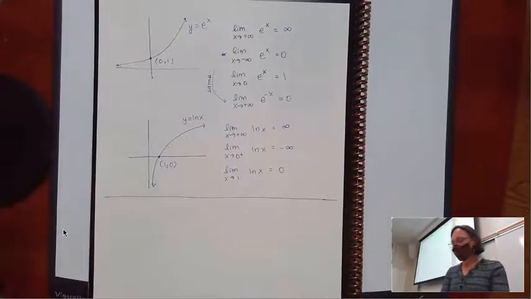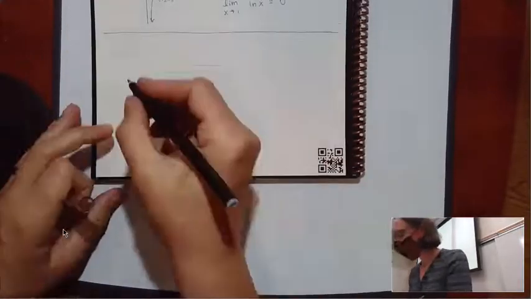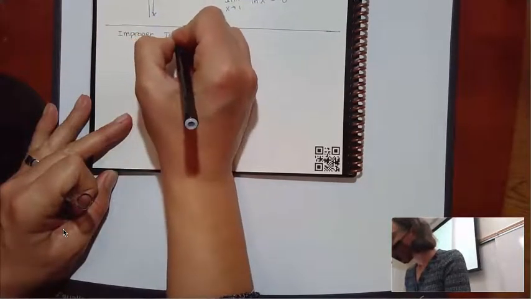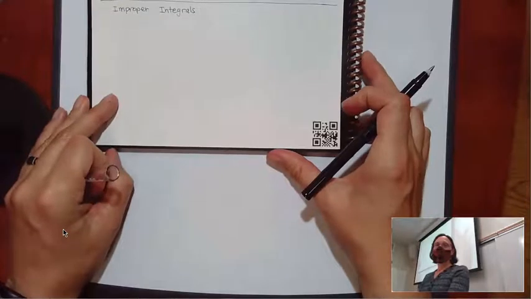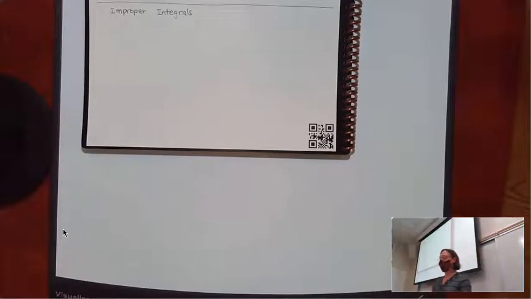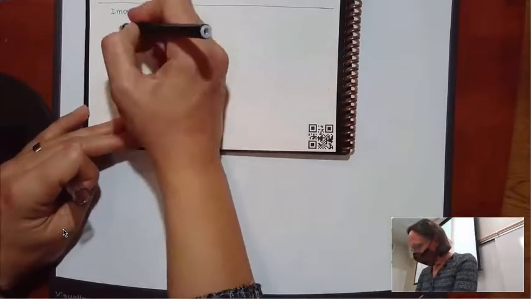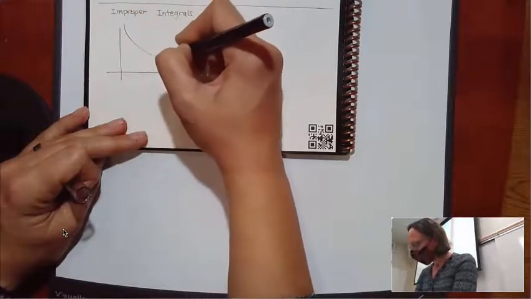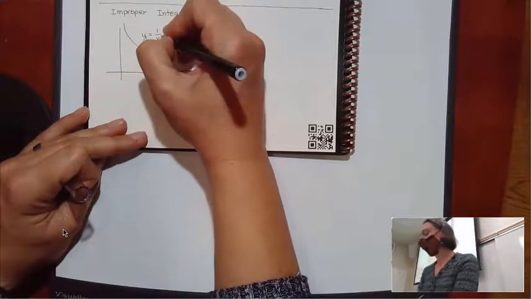We got a little start on this last week, but I know not everybody was with us on Wednesday. So as a quick recap, what's happening with improper integrals is one of two things. The other day we looked at a couple of functions, and one of those functions was y equals 1 over x squared.